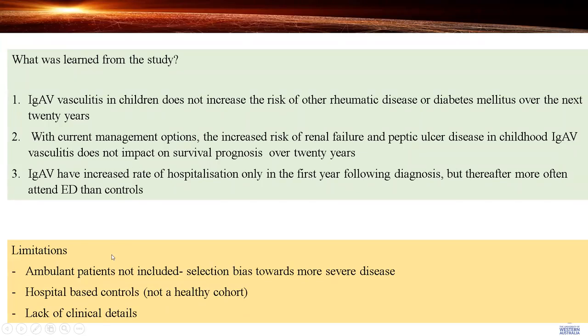All this, of course, needs to be taken in consideration of the limitations of this study. Our study has a selection bias towards more severe disease in patients presenting to hospital or ED. Our hospital-based controls are not healthy, so we may have underestimated some effect size in terms of comorbidity. And the lack of clinical details is always a bit frustrating for a clinician like myself.